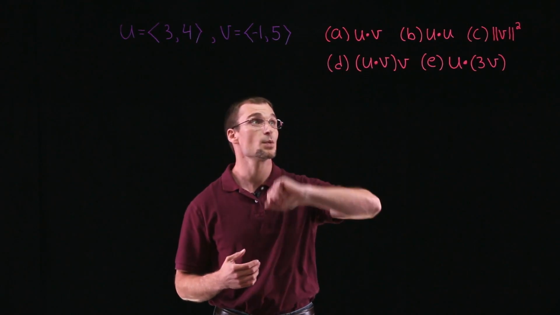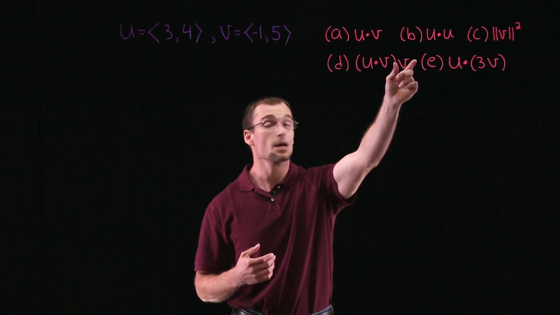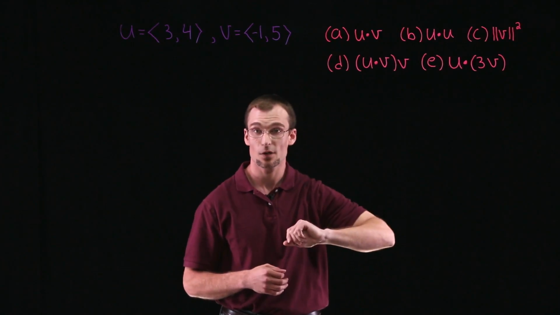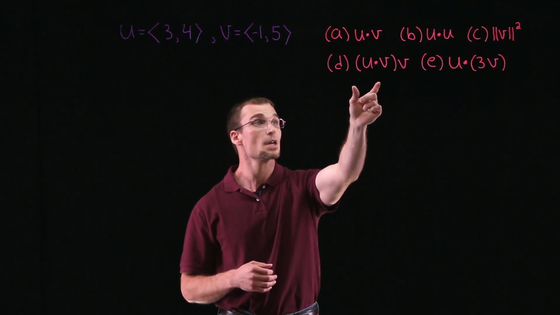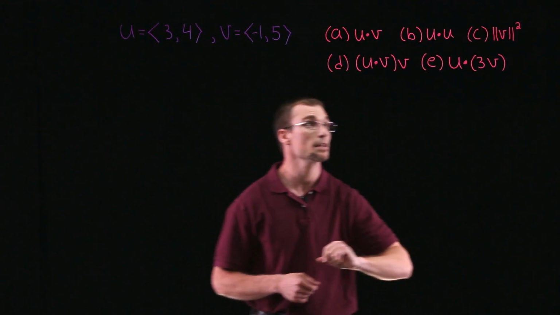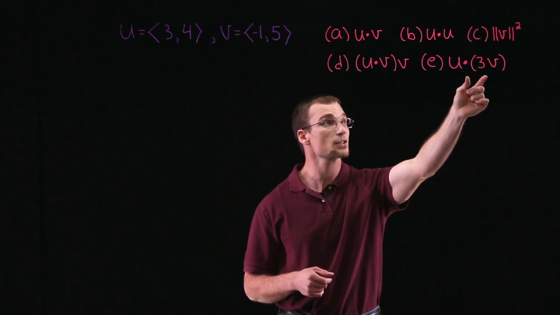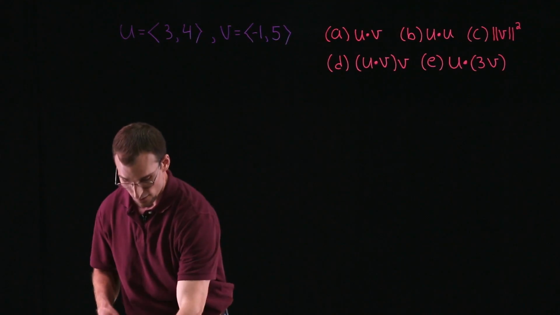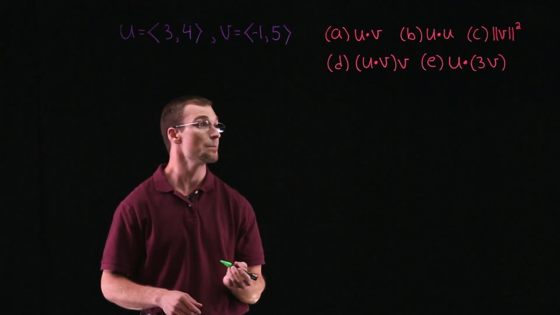For our given vectors u with components 3 and 4 and v with components -1 and 5, we're going to be finding these 5 things. A, the dot product between u and v. B, the dot product between u and itself. C, the square of the magnitude of the vector v. D, the product of the dot product between u and v and the vector v. And lastly, E, the dot product between u and the scalar multiple of 3 times the vector v. Let's get started with part A.